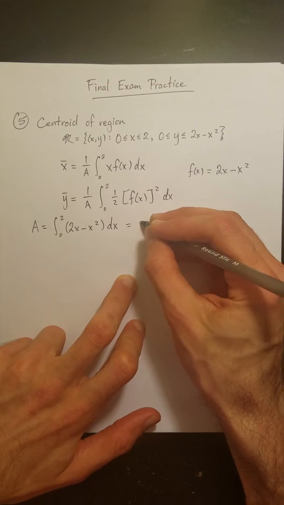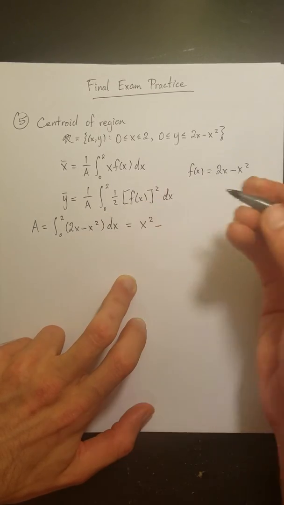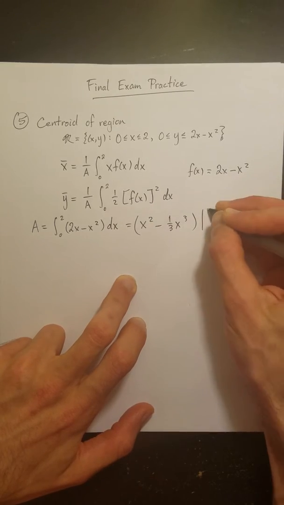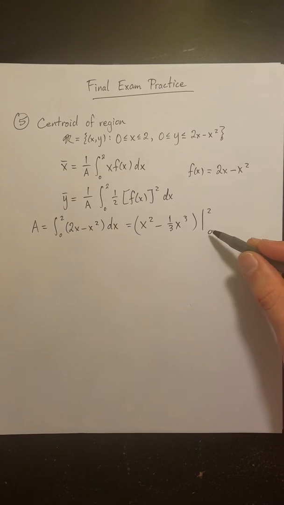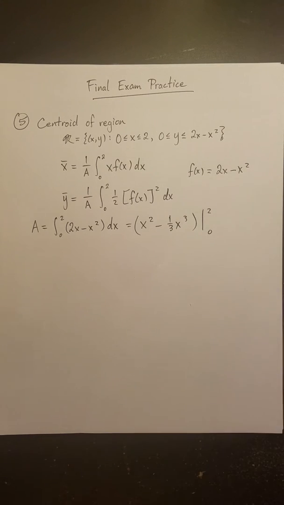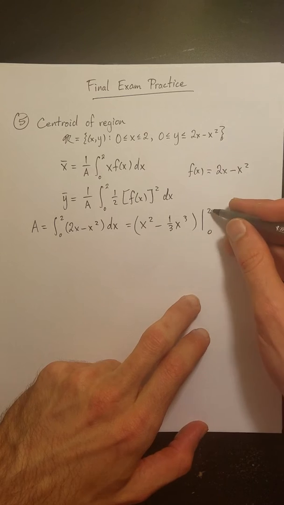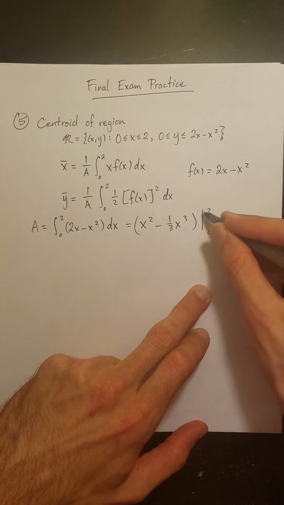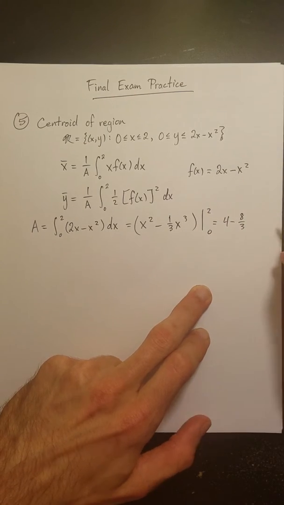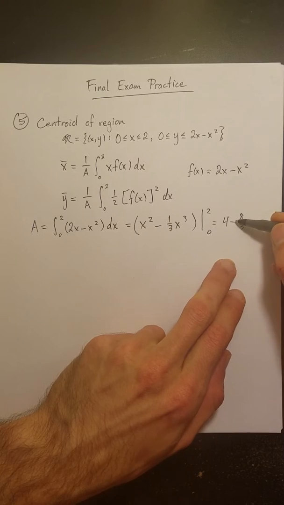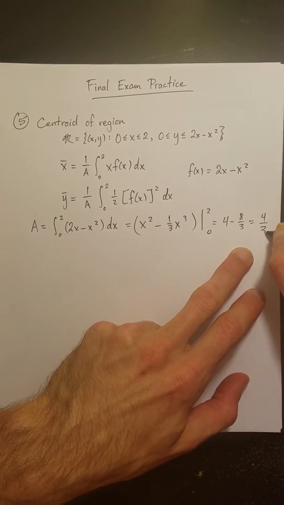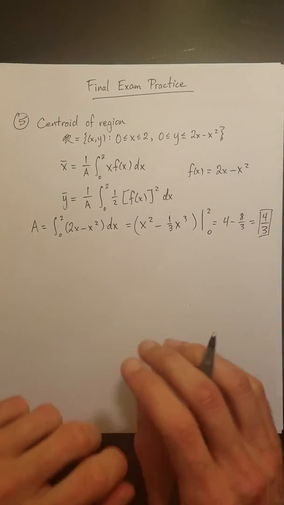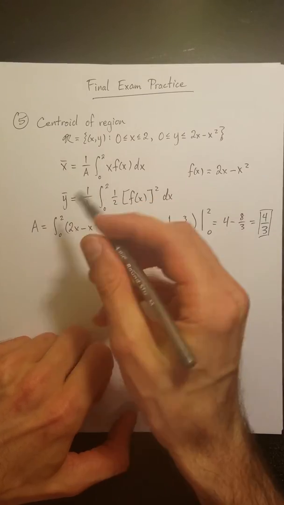So I integrate this function. The antiderivative of 2x is x squared. The antiderivative of x squared is 1/3 x cubed. Then I just need to evaluate at 2 and at 0. When I evaluate at 0, I get 0 for both of my terms, so it contributes nothing. I evaluate at 2, and I get 4, since 2 squared is 4, minus 2 cubed, which is 8, divided by 3. So this is 12 over 3 minus 8 over 3, which is 4 over 3. That's my area, not my centroid. So I have this A now, which is good.